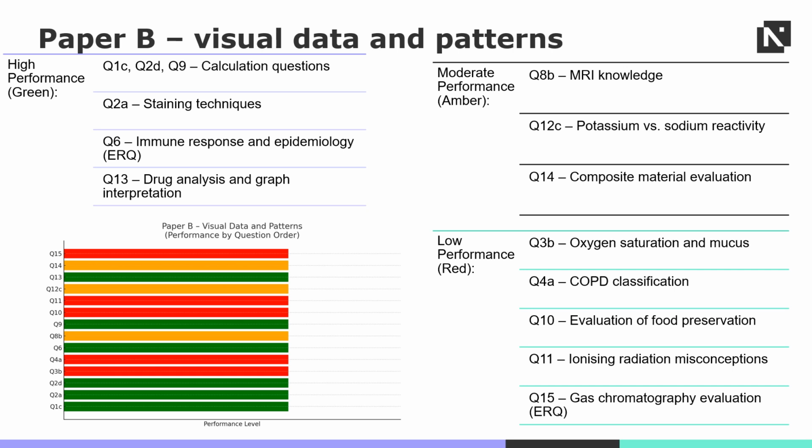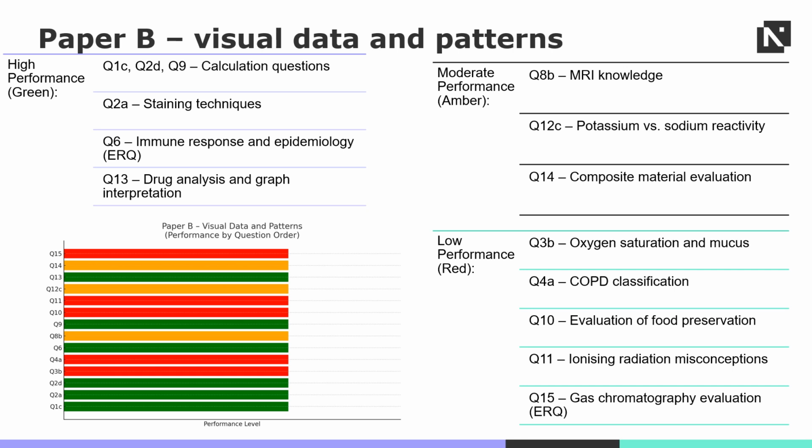The red zone includes areas of concern. Questions 3B and 4A revealed biological misconceptions about oxygen transport and disease classification. Questions 10 and 11, which dealt with food preservation and ionizing radiation, showed confusion, particularly around radiation types and their properties. And finally, question 15, a complex ERQ involving gas chromatography, was often answered superficially, with students struggling to evaluate the scientific claims presented.